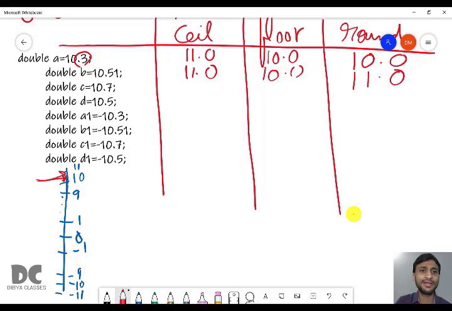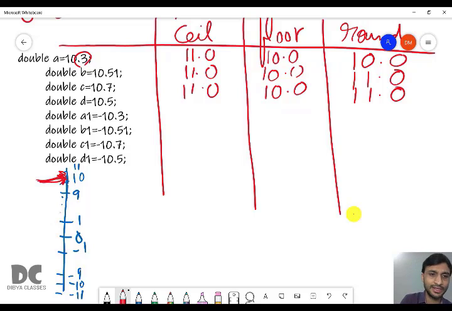Clear? Next we have 10.7. Again it is lying between 10 and 11. So ceiling is 11.0 and floor is 10.0. 0.7 is greater than 0.5. So you will increase it. So it will become 11.0.